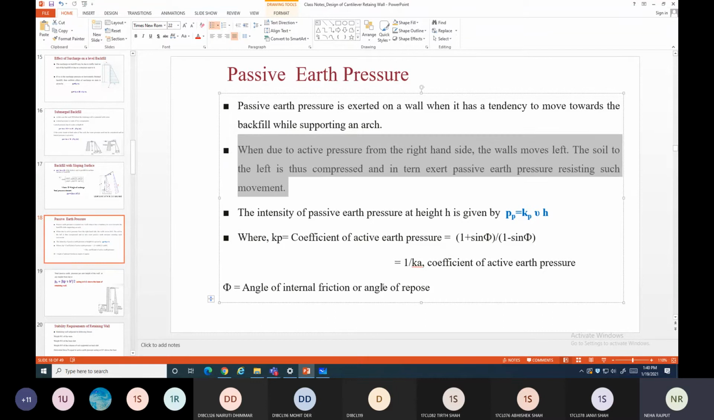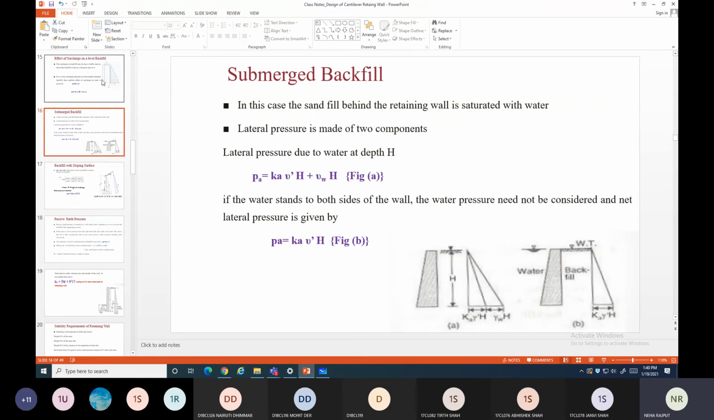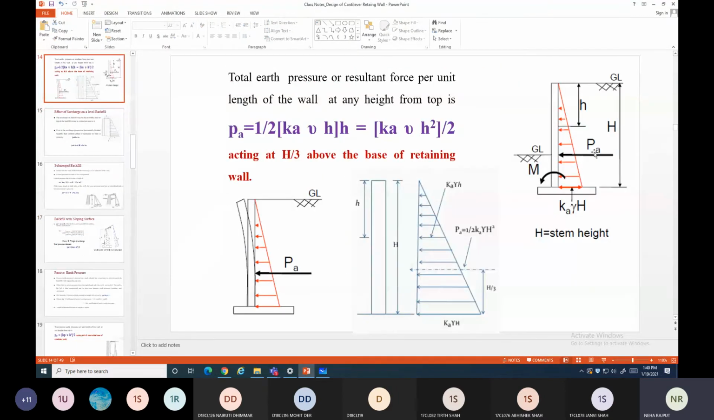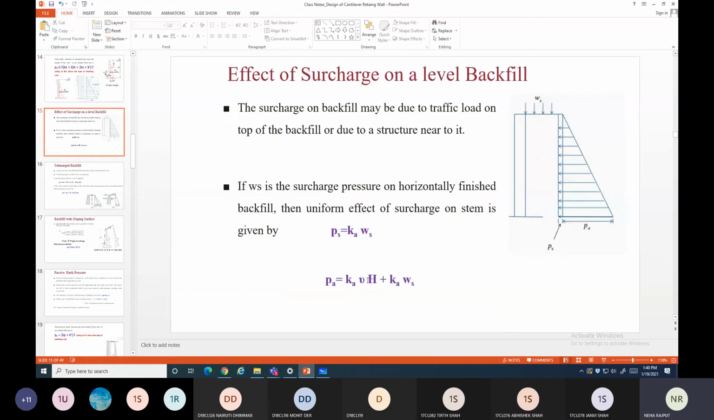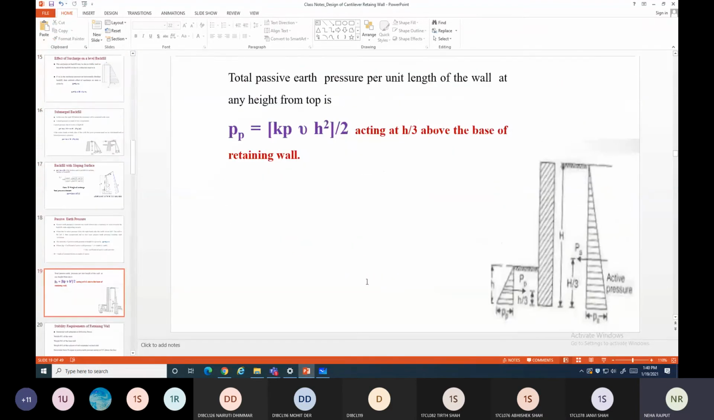So on the left side, the active pressure will lead to deflection of the stem part. The soil which is at the toe side will compress, and due to that compression it will resist the deflection of the stem part from the active side, and that pressure is known as passive pressure. So this is the diagram for the passive pressure.